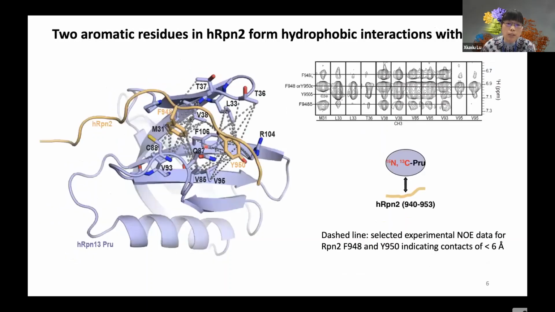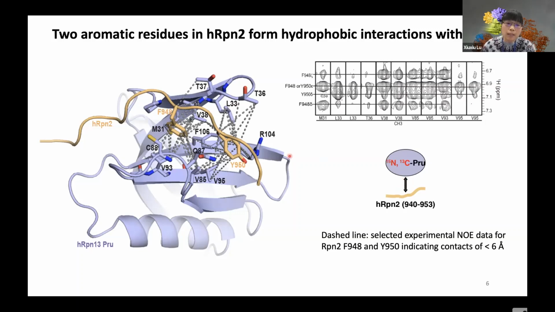RPN2 aromatic residues form hydrophobic interactions with the RPN13 Pru domain. This data line represents selected experimental NOE data for these two aromatic residues. This is selected NOE data acquired on carbon-13 labeled Pru with equimolar unlabeled RPN2 peptide.